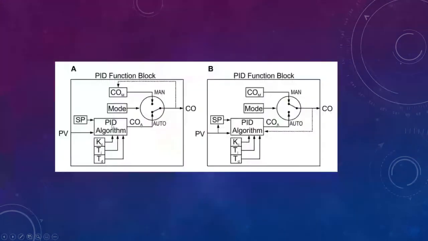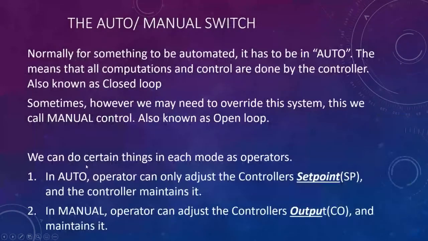We can do certain things in each mode. So we've already gone over this. This is just kind of review. We know that when we're in auto, the operator can only adjust the set point and the controller will take care of everything else. And when we're in manual, the operator can only adjust the controller output and the controller output will do whatever it's set to.